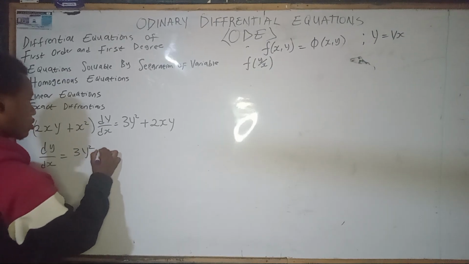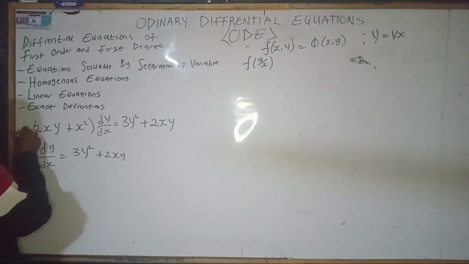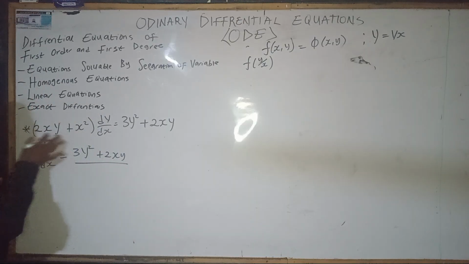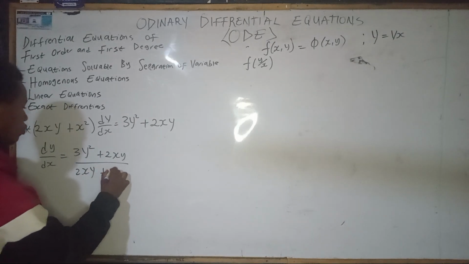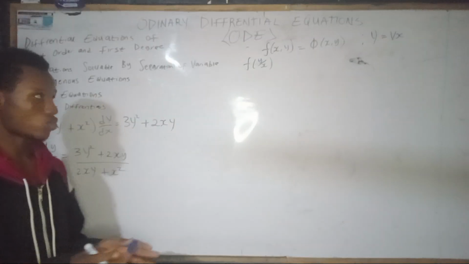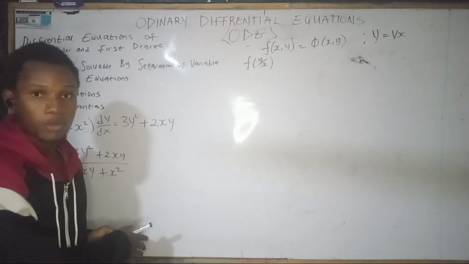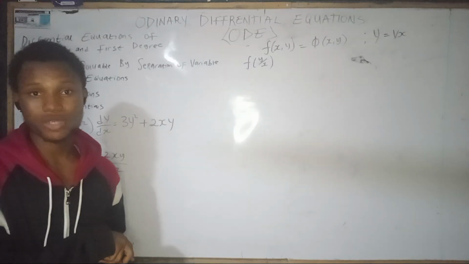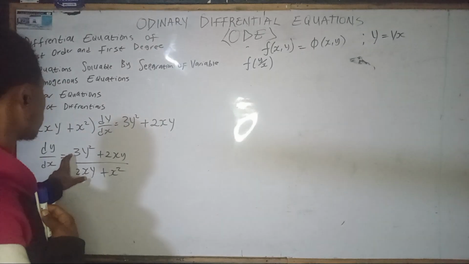So we have dy over dx equals 3y squared plus 2xy, divided by, when we bring this over, 2xy plus x squared. This is the equation that we need to solve. So we just substitute y equals vx, and it is going to be solvable. But there are questions like this that cannot be solved even if you use homogeneous equations. So how do you identify if something like this is a homogeneous equation?